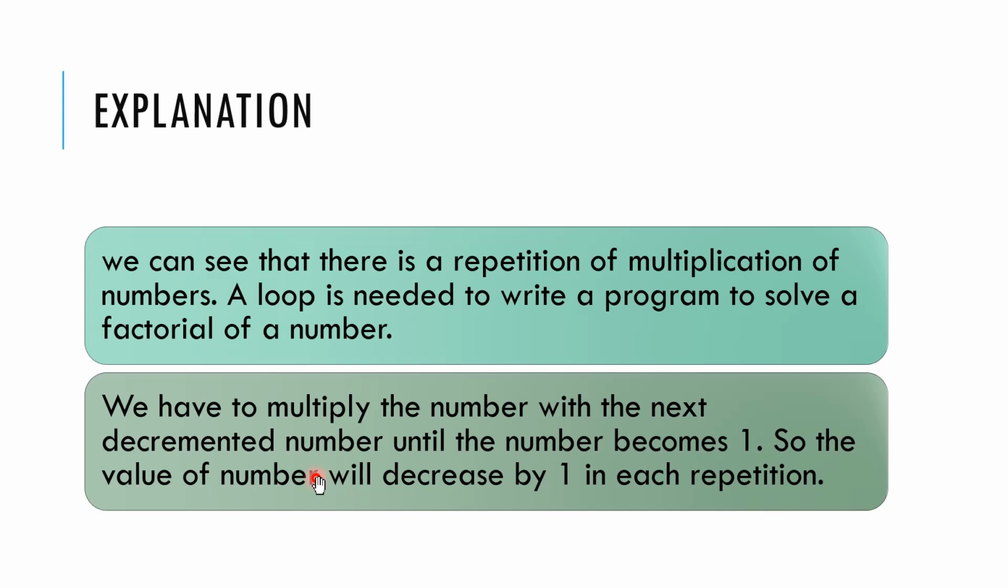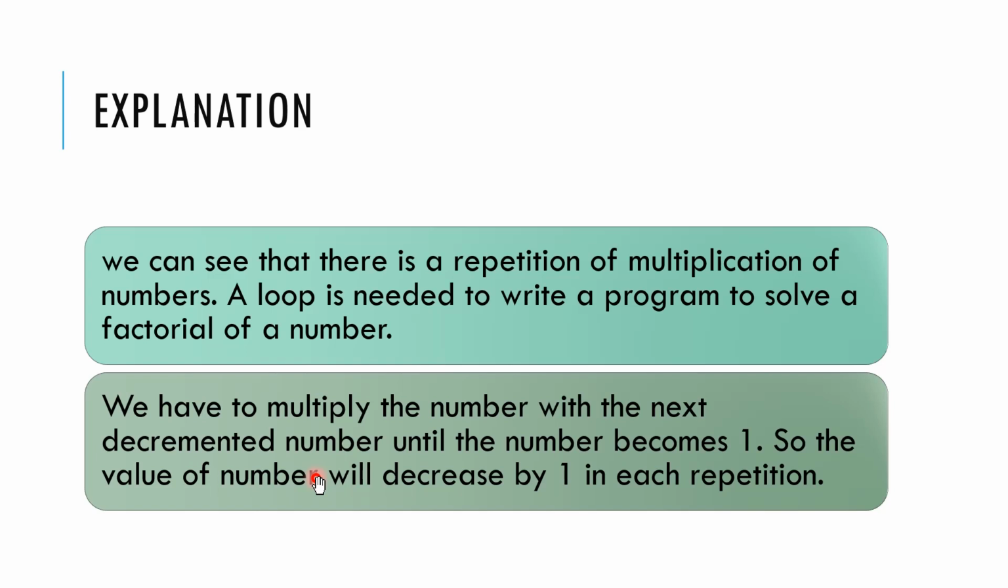So we will declare the answer and assign the answer value to be 10, and then we will decrease the number, whatever the user input will be, by 1. So the number will become 9. Then the answer will be multiplied by the decremented number, which is 9. So 10 multiplied by 9.